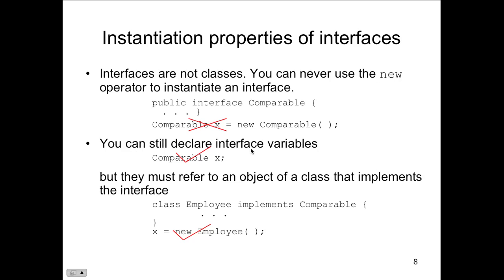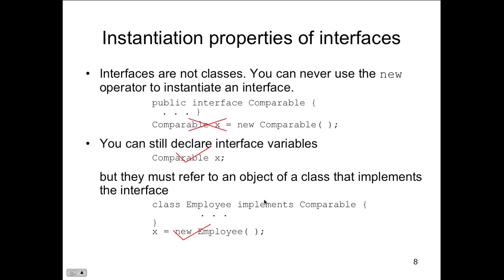So I can still declare interface variables. This is okay, I can say Comparable x, because it's a reference variable that's going to refer to an object. We can assign x to be equal to something in the next line or so. And I can make one of type Comparable, which is an interface type reference. And because of inheritance, an interface type reference can equal an object that implements the interface.